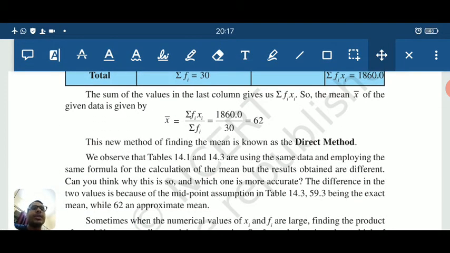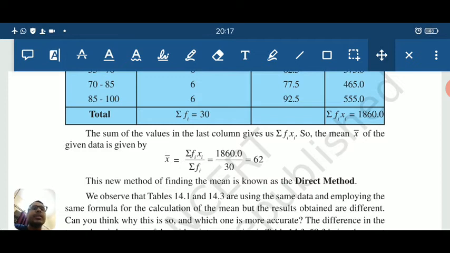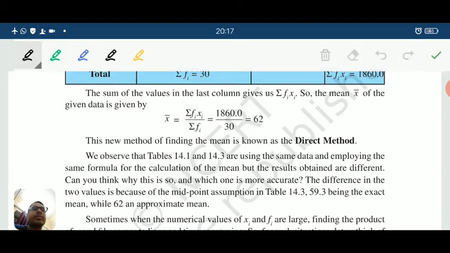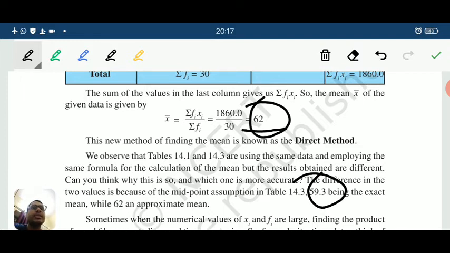So the mean out here of the same table, now you'll find the difference here. In the earlier part of this content, we got the mean as a different value. In the previous table, we observed that table 14.1 and 14.3 are using the same data. However, what we got from the previous table was a mean of 59.3, whereas here what we have got is 62, which is an approximate mean, not the exact. So earlier when it was not grouped, we got an exact mean, that is 59.3, but in grouping we got 62, which is an approximate mean.